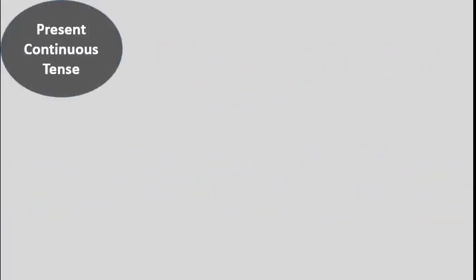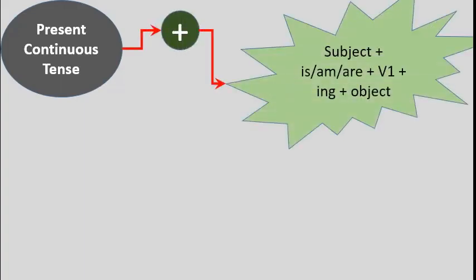Let's see the structure of present continuous tense when we will use it in positive, negative and interrogative sentences. In the positive sentence, the structure will be subject plus is/am/are plus first form of the verb plus ing plus object. For example, she is reading.